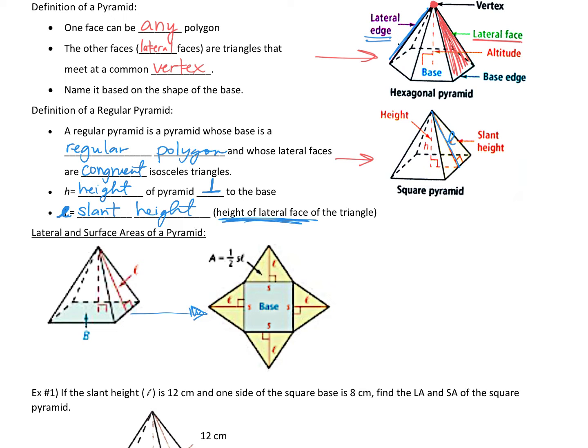If you think about this, if the length of each side of the square is S, then the area of the triangle is 1/2 times S times L. So if we're doing 4 of those, 4 of the 1/2 times S times L.